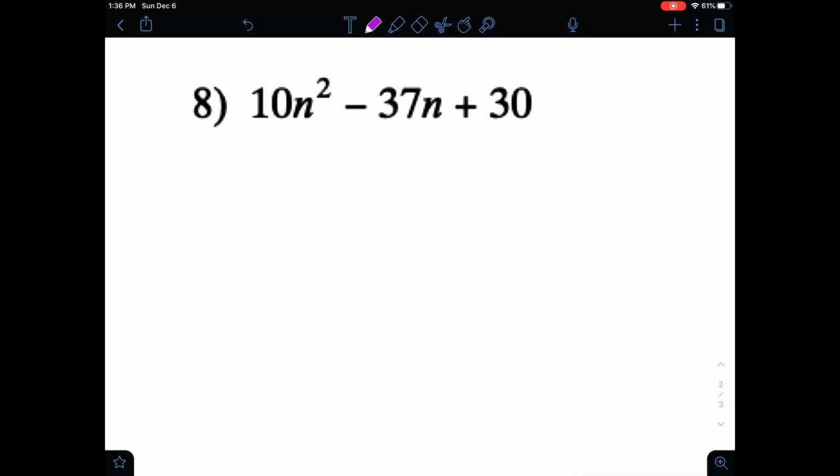10n squared minus 37n plus 30. Do we have a GCF here? No, 37 is a prime number. Factors of 10 are 1, 2, 5, and 10. None of those go into 37, so that's not going to work. So no GCF. Is it a perfect square trinomial? It is not. 10n squared is not going to work. 30 is not a perfect square either. So we're going to do our guess and check, smiley face method again.